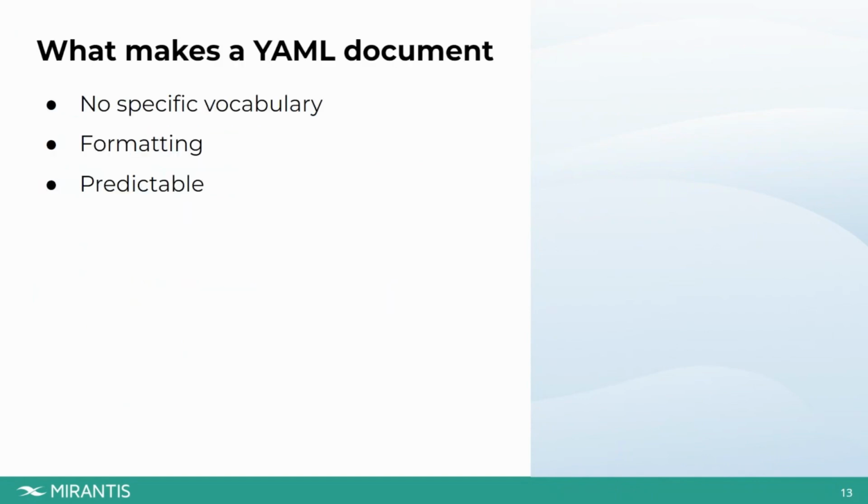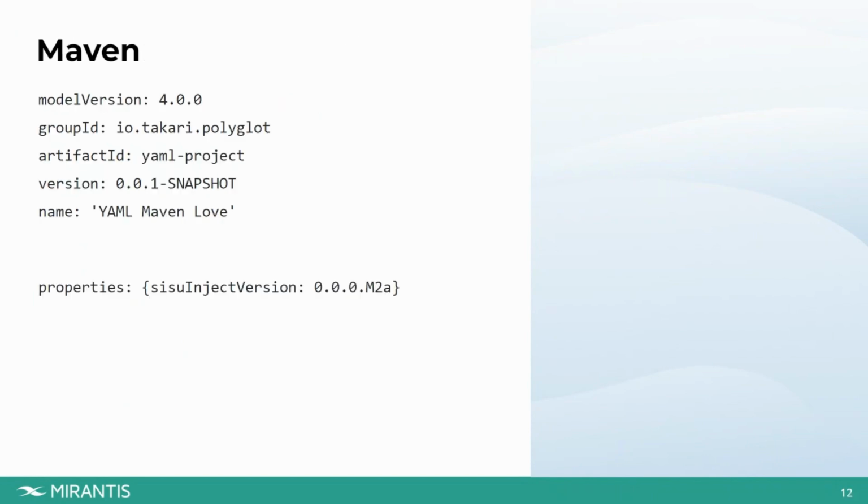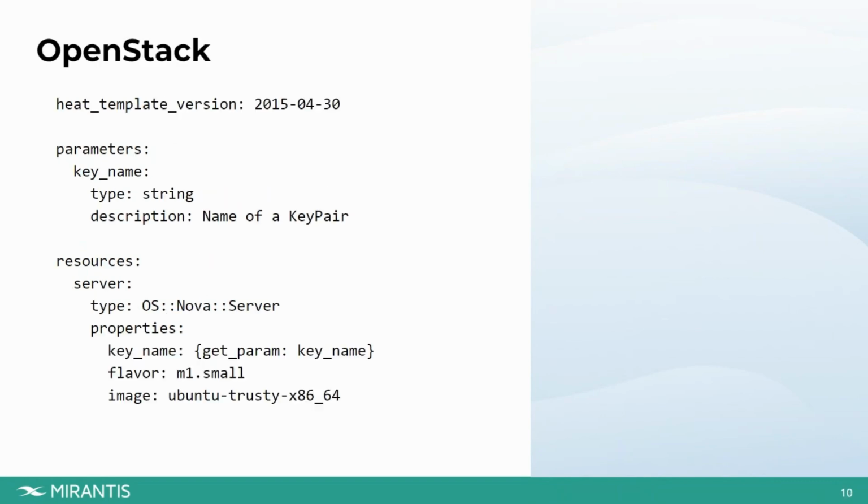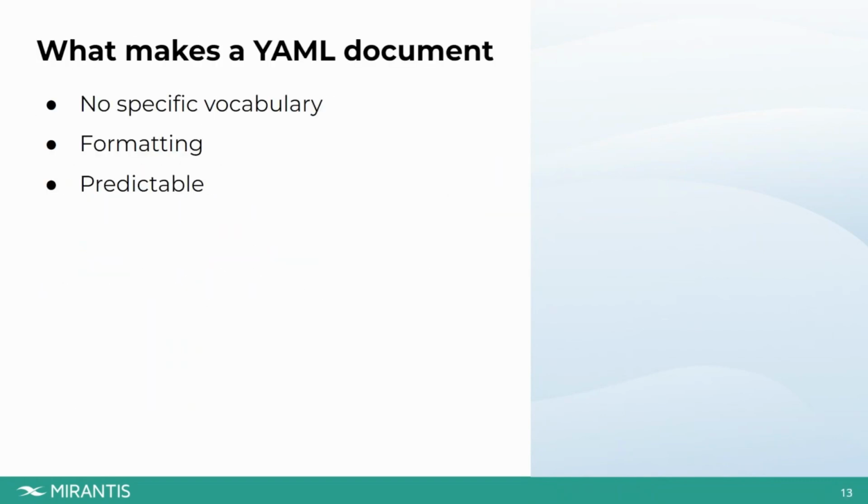So what are we seeing in common with all of these? What is it that makes these documents YAML documents? Well, there's no specific vocabulary. You can see that they're all different. They all use different things. So the main thing that makes it a YAML document is the formatting. It's a text document. It has very specific formatting, and it's very predictable formatting. Those are the keys that make a YAML document a YAML document.